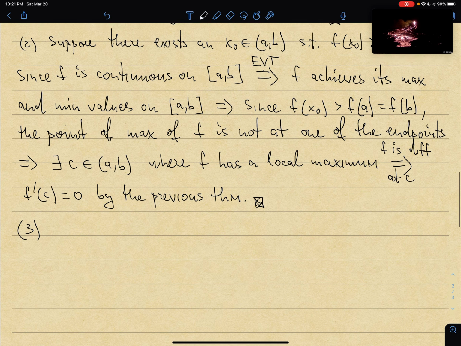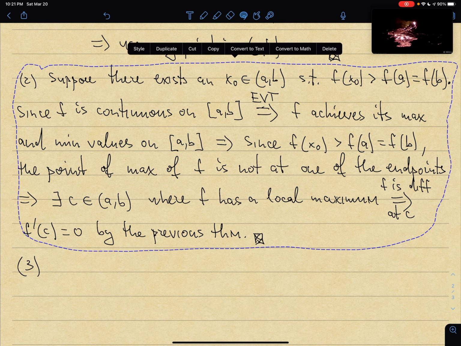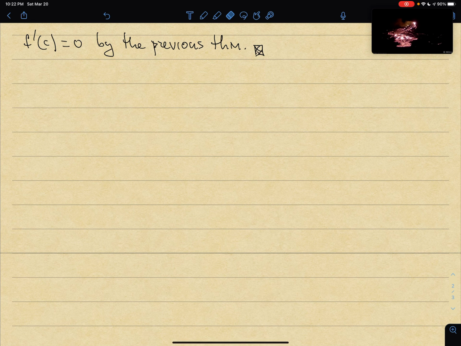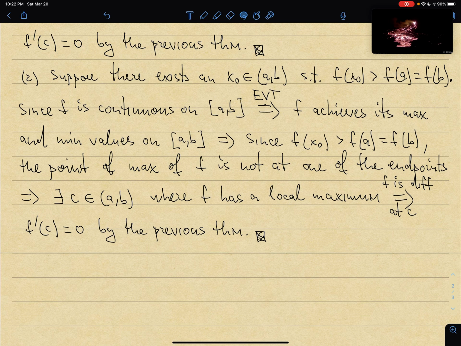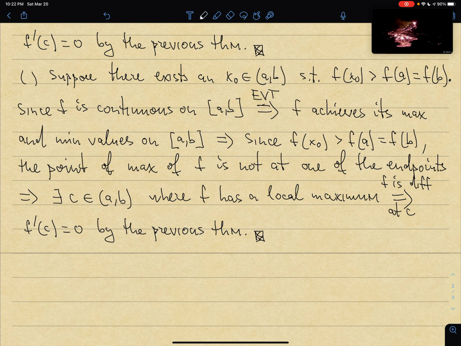And number three is going to be very similar. In fact, for me, it's easy to do here because I can just copy the statement and modify just a tiny little bit, but I don't have to do it because really, at the end of the day, it will be kind of the same statement or a similar statement. So what have we got? So let me put this here. So now suppose that there exists an x0, a point where f of x0 is strictly less than f of a, which is equal to f of b.